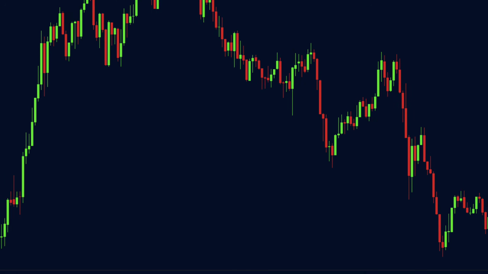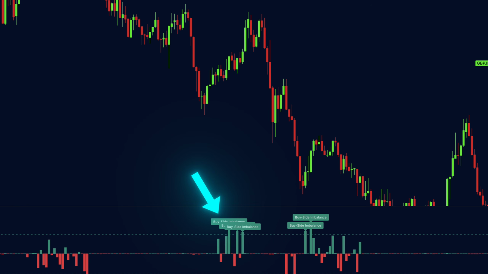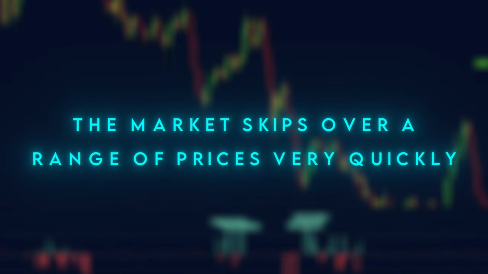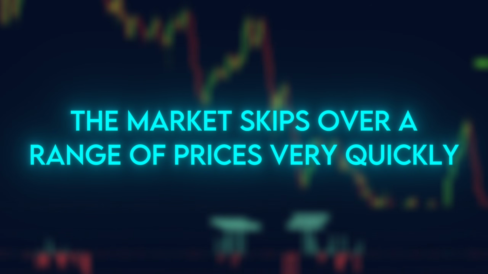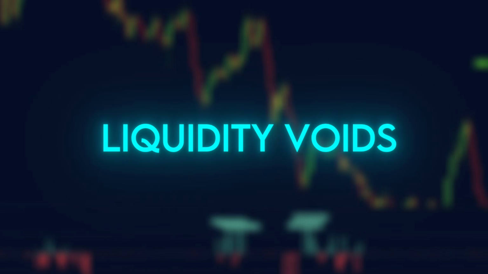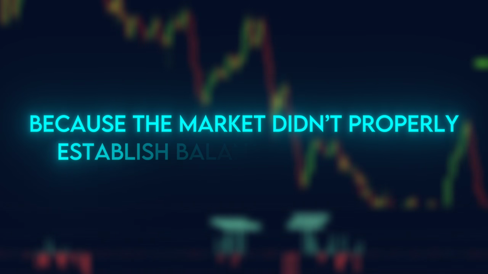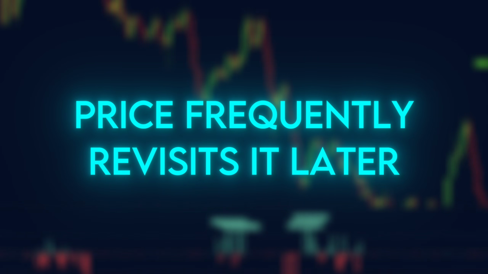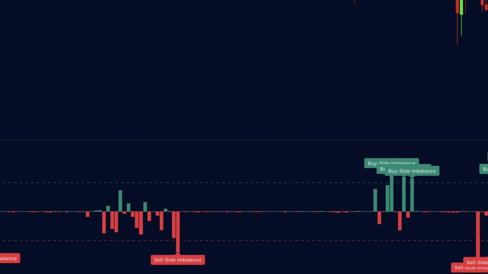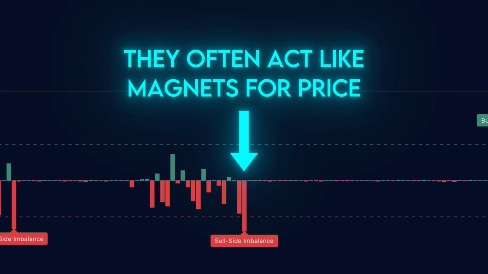Look closely at one of these highlighted zones. You'll notice that the zone forms immediately after a strong move, usually when several candles push aggressively in the same direction. During that move, the market skips over a range of prices very quickly. Those skipped areas become liquidity voids. These void zones represent inefficient trading activity. Because the market didn't properly establish balance in that area, price frequently revisits it later. This is why traders watch these zones carefully. They often act like magnets for price.